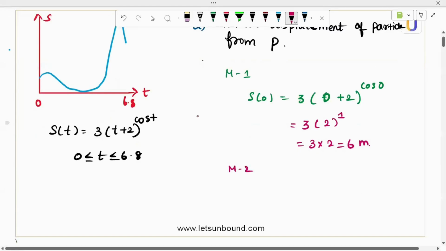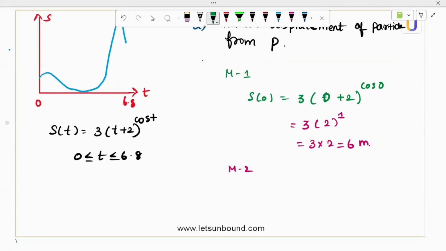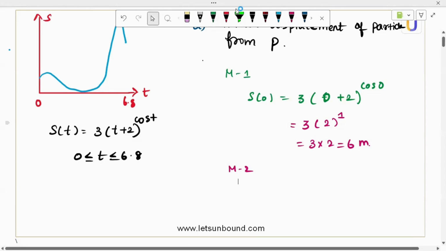Method 2, graphically. With this graph we can't do it, there are not many details here, but using the GDC we can. Graph the function and check the value when x is 0. The y-intercept will be your answer. So let's get into the graphical calculator and solve this.